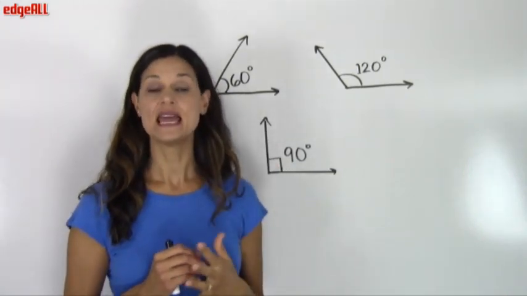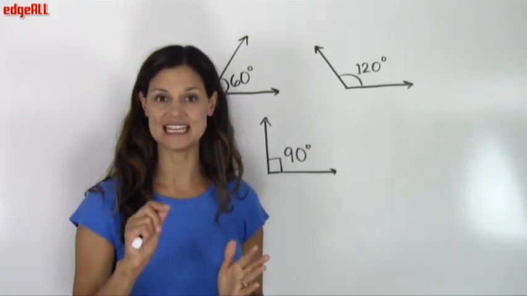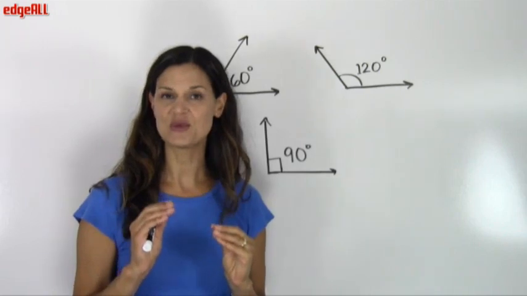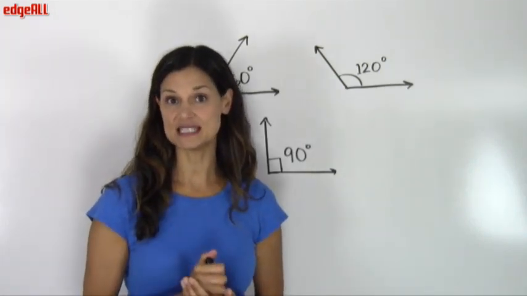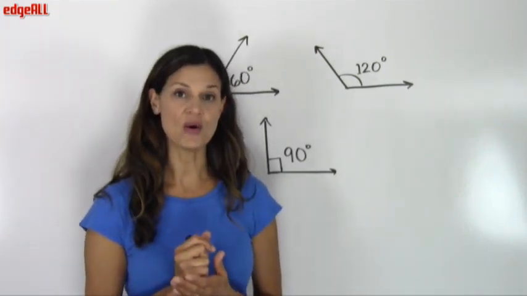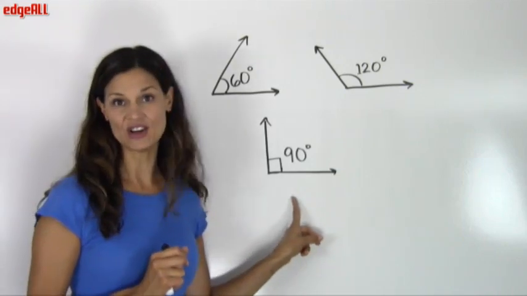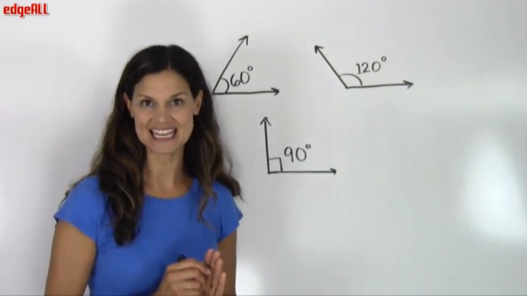Many times, given shapes will not explicitly write the angle of 90 degrees. They will just write a little square in the corner. Anytime you see a little square in an angle, you know that it is a right angle and it has a degree measurement of exactly 90 degrees.